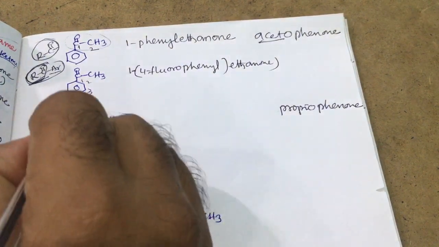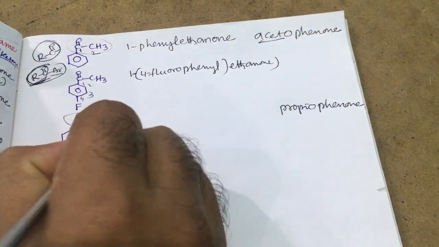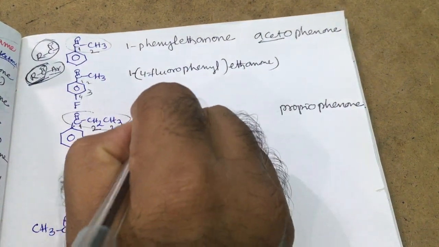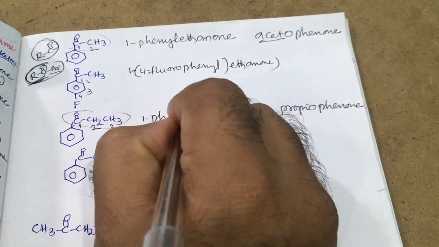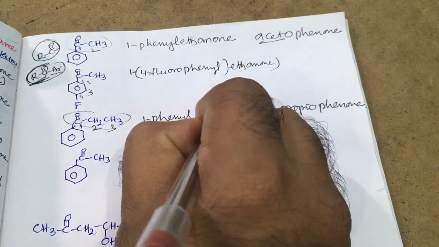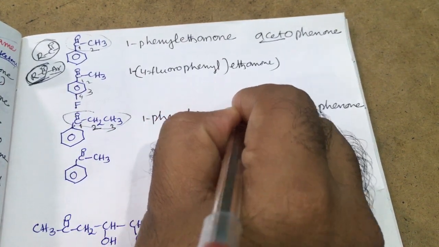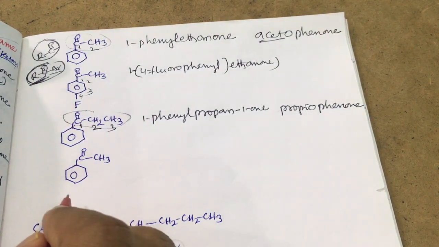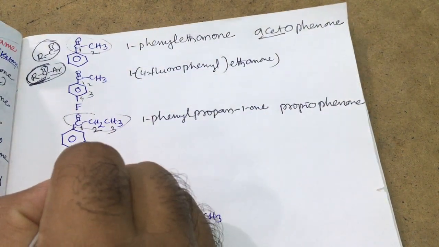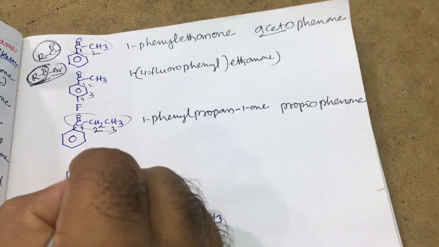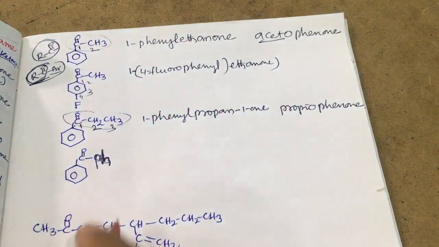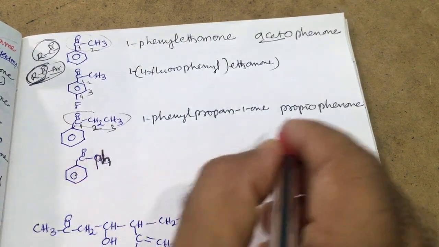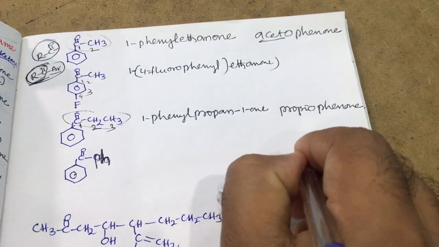Next, its IUPAC name: this is 1, this 2, this 3. Then it is called 1-phenyl, total 3 carbon, propane, 1 position one, 1-one. Next, sorry, I wanted to write the phenyl group here, but again I wrote the same; this is phenyl. Here the benzene is the same on both sides, and that is called benzophenone.